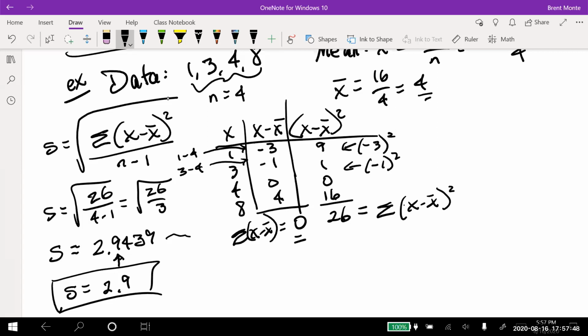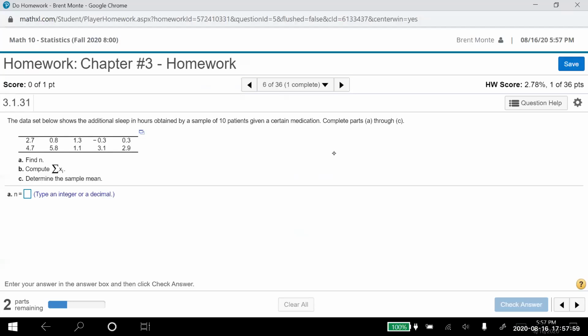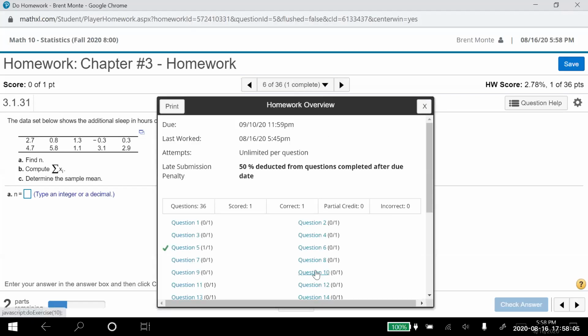So that's the idea. Now, as I said, it's much easier to do on the calculator or computer. We're going to use the computer. Let's go back in here and do a problem. This is problem 10, so let's do problem 10 instead.